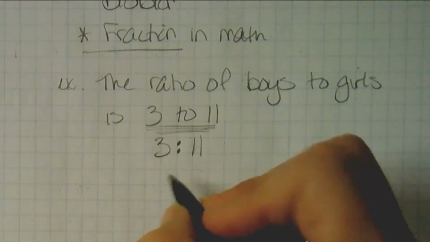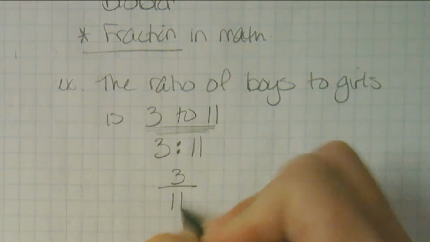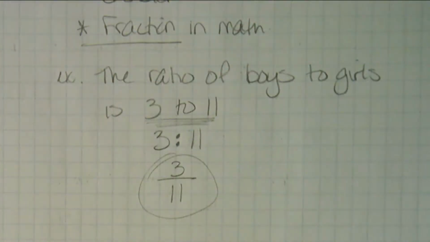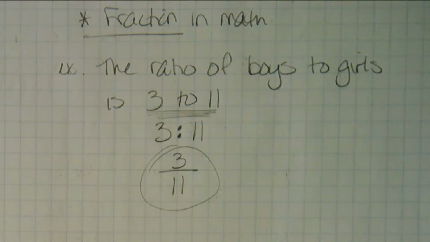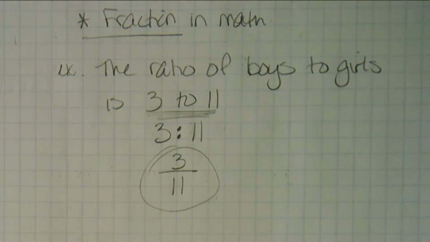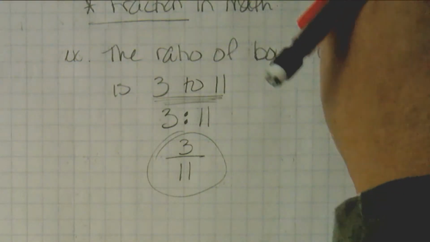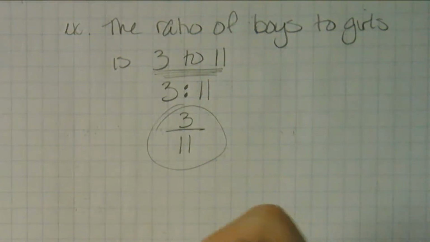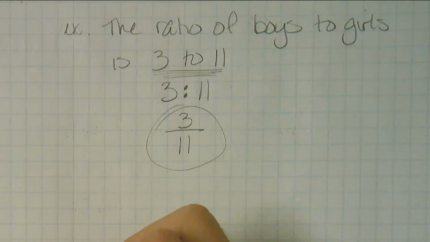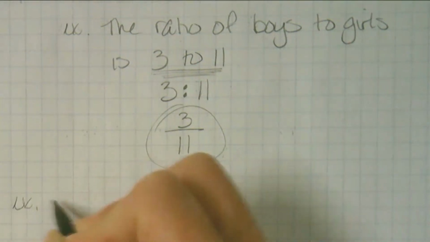And in math, it's 3 over 11. That's how we use it in math, as a fraction. The numerator is always before the "to" or the colon. The denominator is always after the "to" or the colon. All right, so I want you to write some ratios for me.